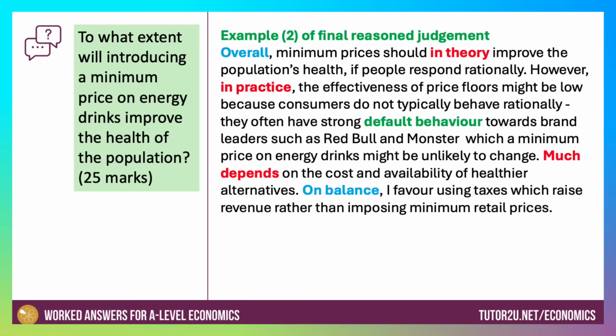Let me contrast with this one. Overall is a nice, good phrase to use because it hints at reasoned judgment. So overall, minimum prices should, in theory, improve the population's health if people respond rationally. However, in practice, the effectiveness or the efficacy of price floors might be low because consumers don't typically behave rationally. They often have strong default behaviour towards those brand leaders we saw on the chart, Red Bull and Monster, which a minimum price would be unlikely to change. And we could debate also what we mean by an energy drink. That could be part of the evaluation.